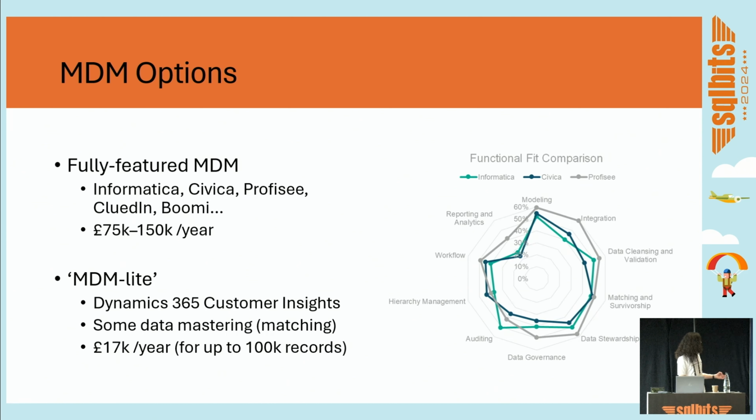And a typical solution might cost you about 75 to 150,000 pounds a year. We have found a cheeky little solution called Customer Insights, which has some master data features. Basically, it's got some matching, the thing that we're talking about most at the moment. And it does some other stuff as well that we don't care about, but you can pay £17,000 a year and get that matching with that nice user-friendly UI. And that's a lot cheaper than the other options.